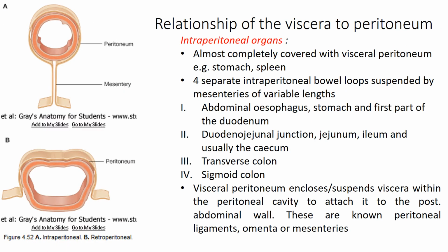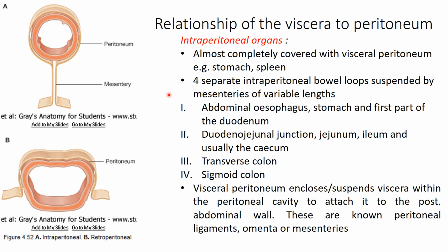With respect to the peritoneal covering in relation to the viscera, there are three types of organs: intraperitoneal, extraperitoneal, and retroperitoneal organs, which are also known as secondary retroperitoneal organs. Now, the intraperitoneal organs are almost completely covered by the visceral peritoneum on all sides.